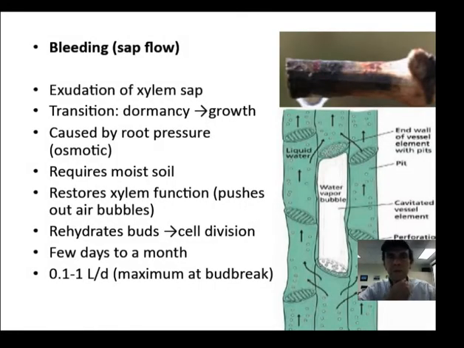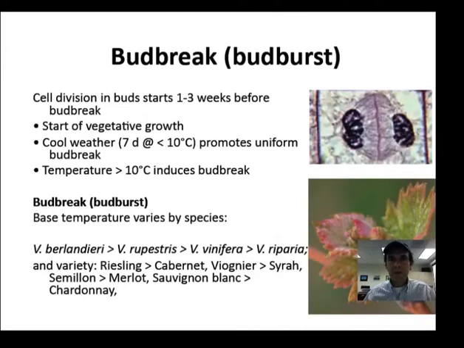As I was saying before, we get out of dormancy with a transition that is caused by osmotic root pressure. This requires moisture in the soil. The function in the xylem is restored, so sometimes we have, like you can see here, a cavitation in a vessel element, and this push of water is replenishing, rehydrating, preparing the whole system for the summertime. So it's very important at this time.